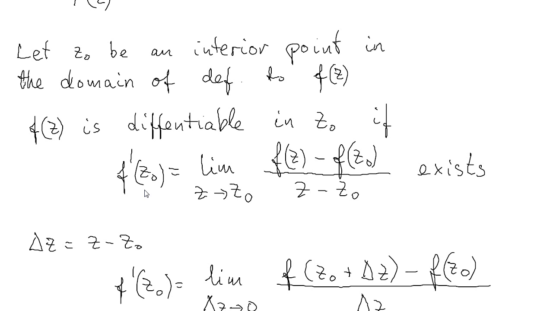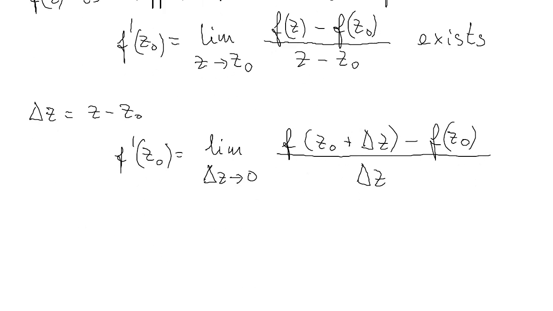It's maybe more common for you to see the symbol delta z instead of z minus z0. If we use this notation instead, then this definition turns into this definition. The derivative of f at the point z0 is equal to the limit of f(z0 plus delta z) minus f(z0) over delta z as delta z goes to 0.